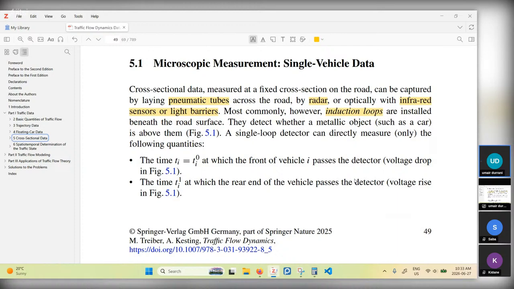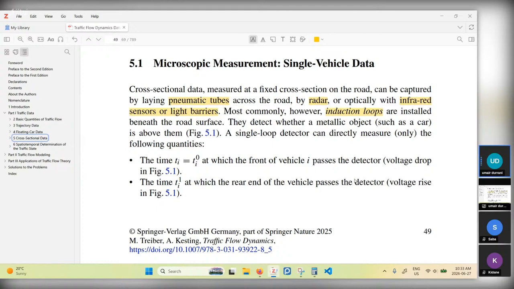So there are not only these induction loops that are embedded in the road, but there are also other ways to measure cross-sectional data. So we have a road, and there's a fixed cross section where we can either put pneumatic tubes. We can also use a radar or infrared sensors or light barriers, which are relatively low cost solutions compared to induction loops, which need to be embedded in the road.